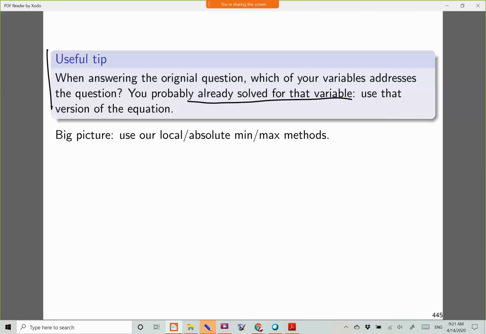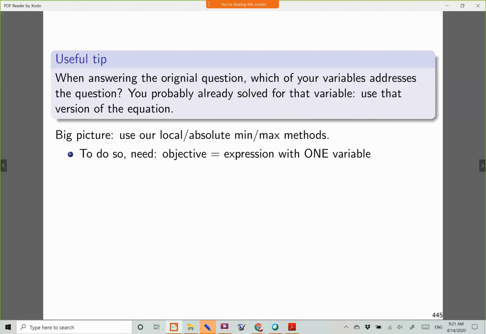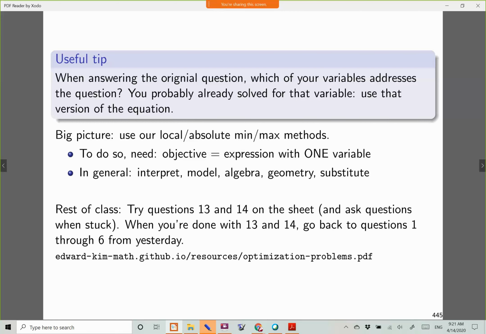It'll help. Or you could just rework it, like you can start from your original equations, but somewhere you probably already solved for that variable because you probably eliminated it, because you chose whichever algebra steps were most convenient for you. Overall, the big picture is this process of finding local or absolute mins or maxes. And just as a reminder from yesterday, what you need is the objective on one side, and then the other side of your equation should just have one variable. And then otherwise you need to do substitutions.